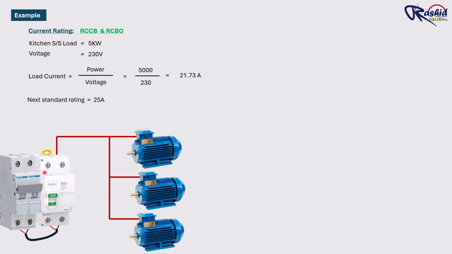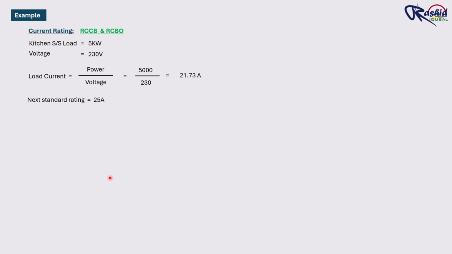Because MCB protects against overload and short circuit, while the RCCB protects against earth leakage. So this is the reason why we calculate current rating for RCCB. Now let's understand leakage current rating. This rating tells us how much leakage current is required to trip the RCCB or RCBO.